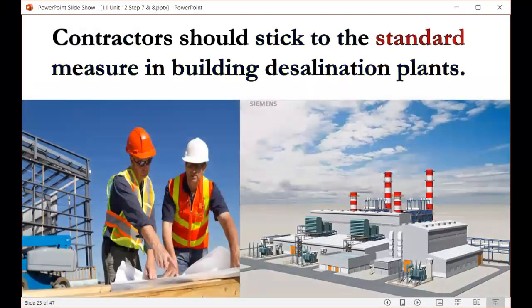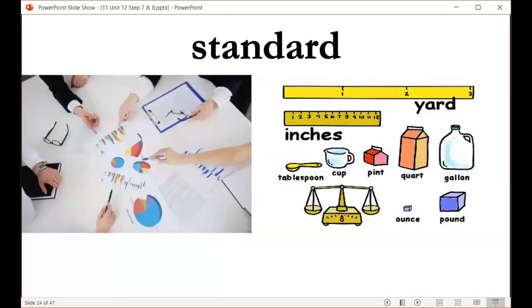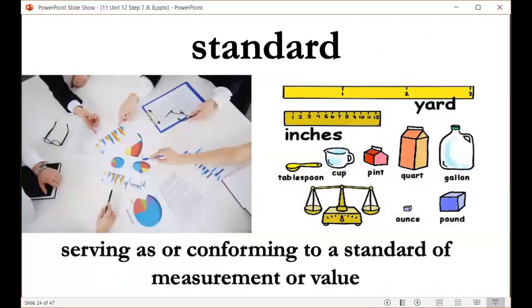Then we have the word standard. Contractors should stick to the standard measure in building desalination plants. If they are designing something, they should stick to the standard. Standard means serving as or conforming to a standard of measurement or value. Yeah, it means the best thing in that measure.